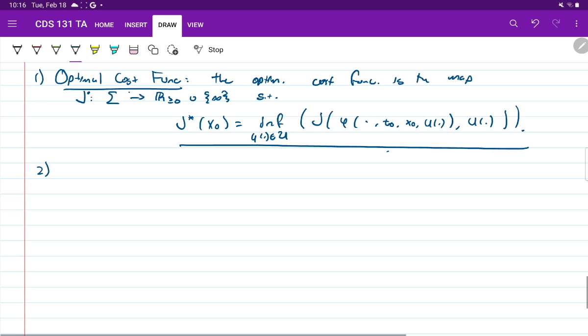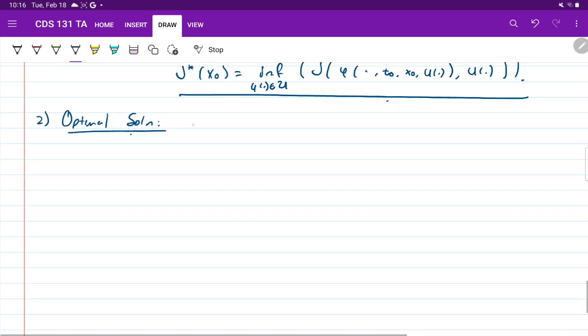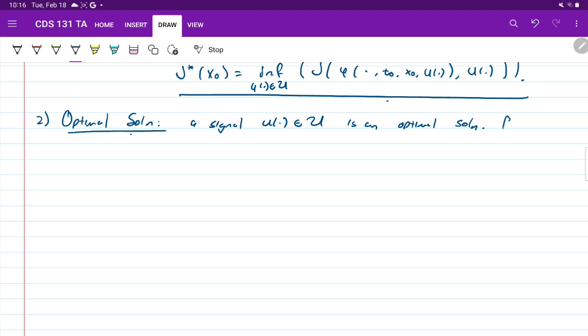Well, 2. By convention, we call any input signal that achieves this an optimal solution. Okay? That gives us 2, which is optimal solution. So we say that a signal u, which belongs to my input space U, is an optimal solution for the initial condition x0 if we have the following: if J*(x0) is actually equal to J(phi(., t0, x0, u), u). Okay?